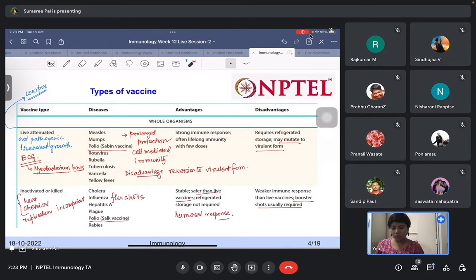So when they are now injected into the healthy individual, the structure, the epitopes of the virus are still intact, so that the immune system can recognize it and produce immune responses accordingly. Okay?